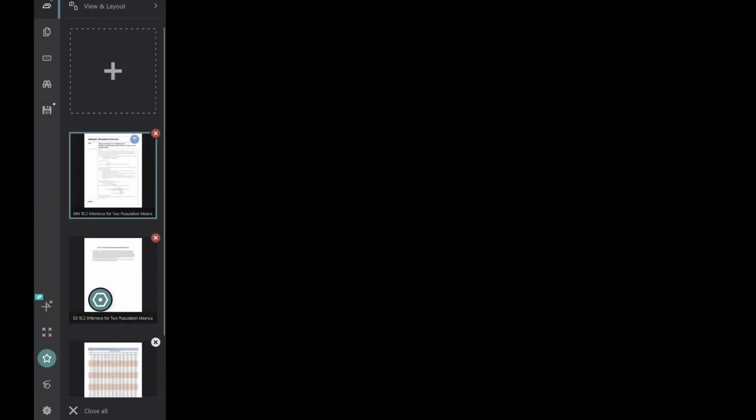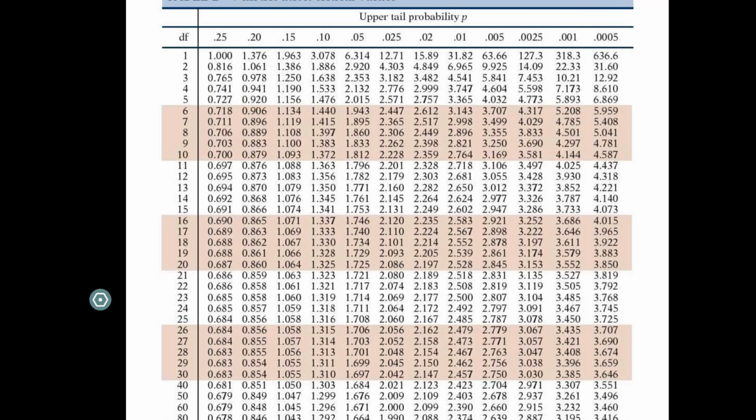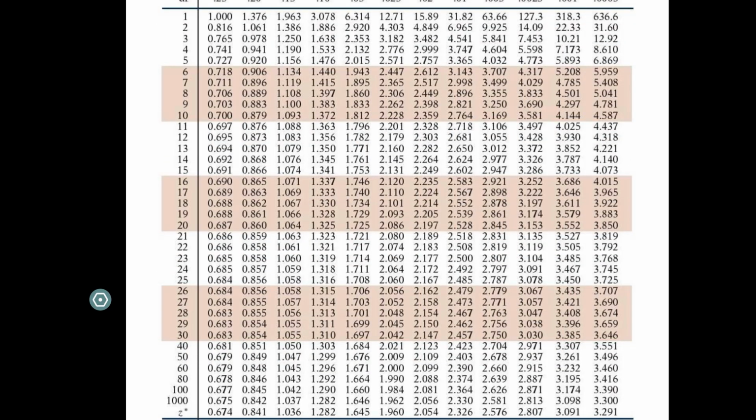Looking at our trusty t-table, get the right document open here. Here we go. And we see, all right, well, what was my degrees of freedom? We said it was 49, but unfortunately 49 is not on here anywhere. The closest one we see is going to be 40. Remember, you always go to the lower of those two to find that degrees of freedom.